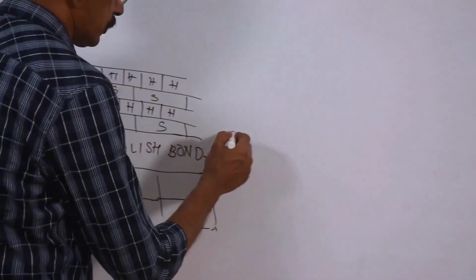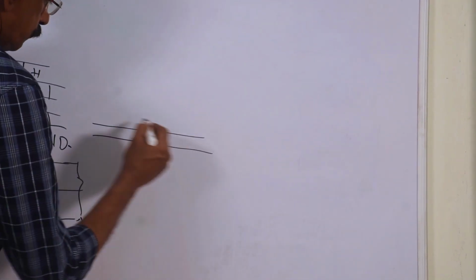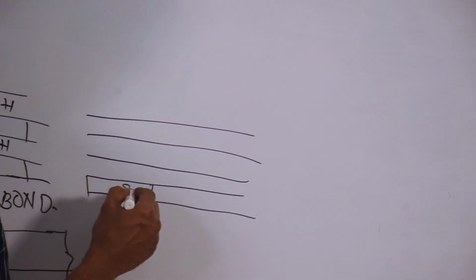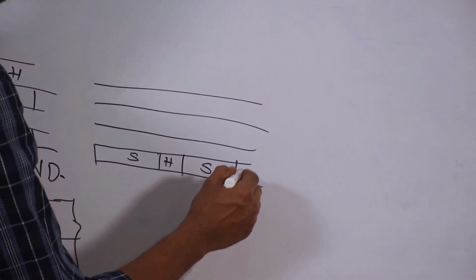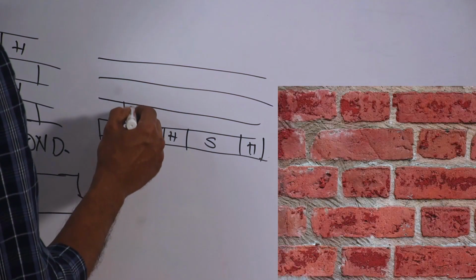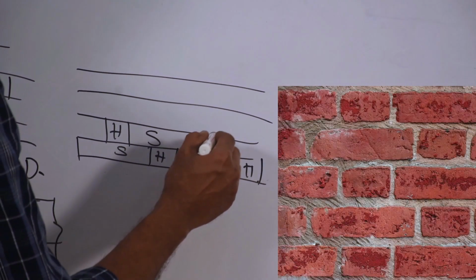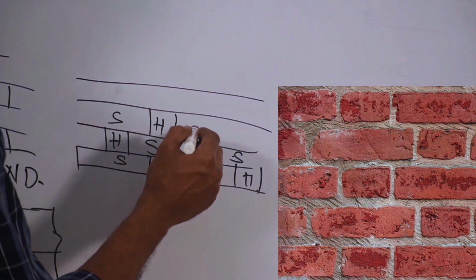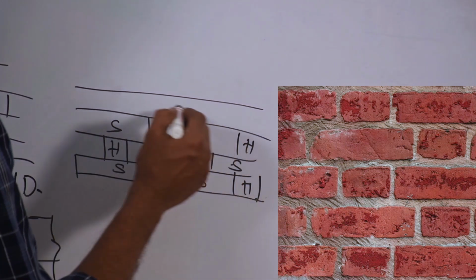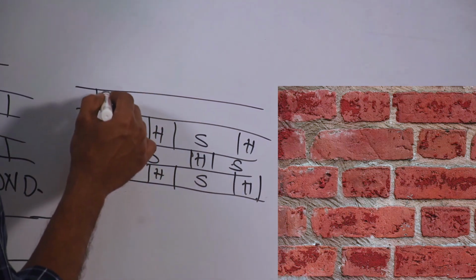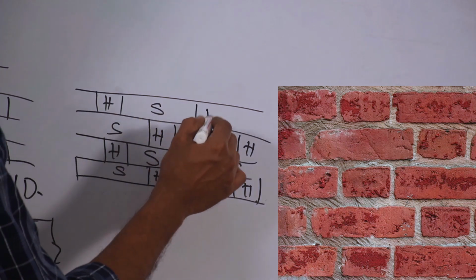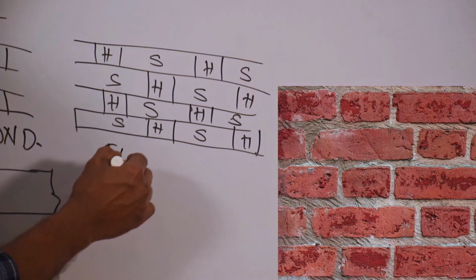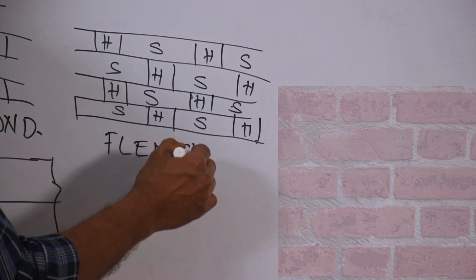If you draw the elevation, the front view of the fourth style of arrangement: structure, then header, structure, then header. Second layer, header, structure, header, structure. Third layer, repetition of the first layer: structure, header, structure. Then fourth layer, repetition of the second layer. This style of arrangement or this bond is called Flemish bond.